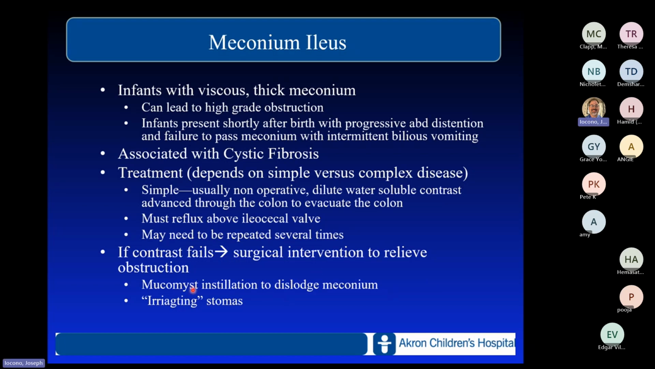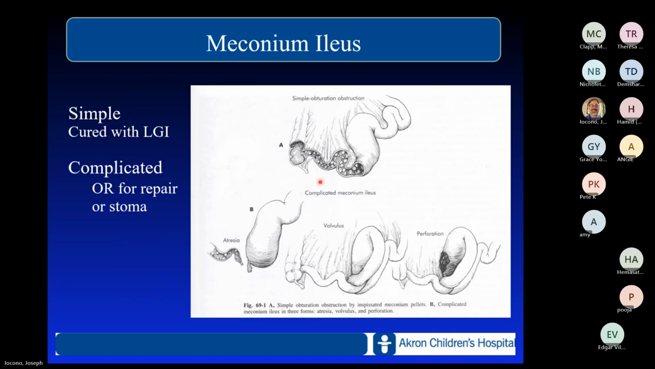You can do Mucomyst or you can do water-soluble contrast to relieve it. So meconium ileus, all these plugs in the terminal ileum. Simple as that, someone does a water-soluble contrast enema, it comes out, it solubilizes all this stuff, and they pass. Complicated can be this anatomy that you just can't get to, and you have to go in and sometimes use the appendix and put a catheter in.